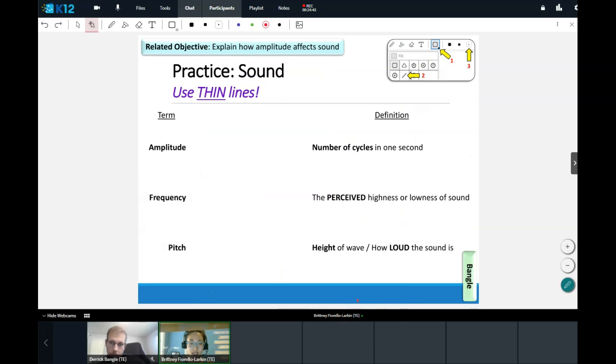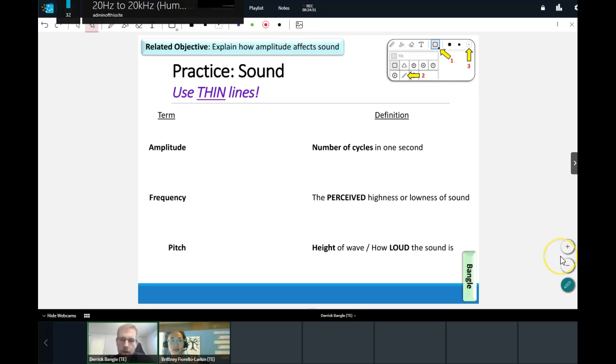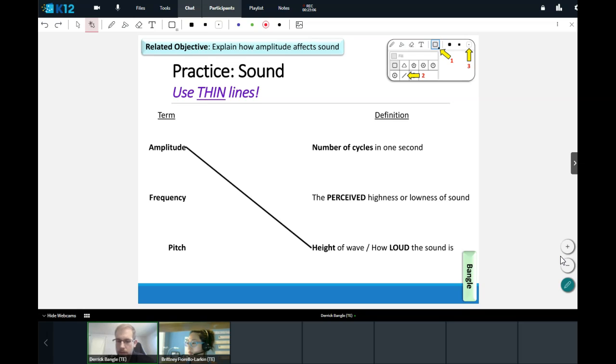Great. Let's go ahead and double check this. Use your thin lines with the whiteboard tools. We're going to match up the terms amplitude, frequency, and pitch. Which one is going to be the number of cycles in 1 second? What is the perceived highness or lowness of sound? And what is the height of the wave or how loud the sound is?